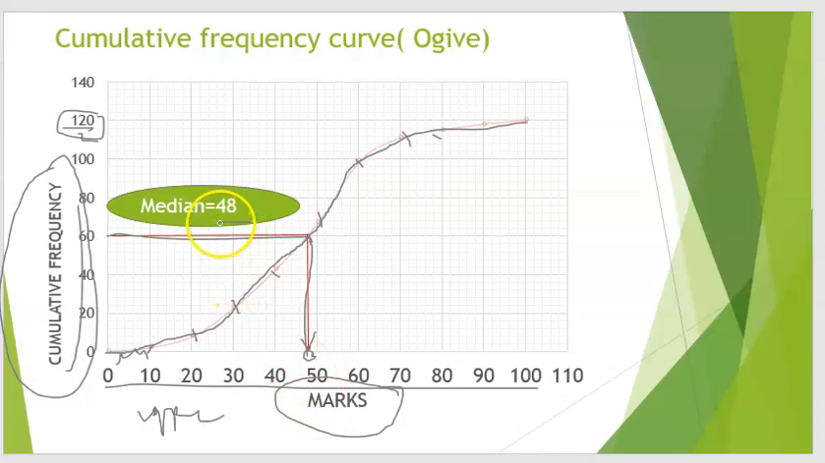So this value that you've gotten on the x-axis, 48, is now the estimated median of that particular data that is given. I believe that quick demonstration has enabled you to understand how we estimate the median of grouped data from the cumulative frequency curve.